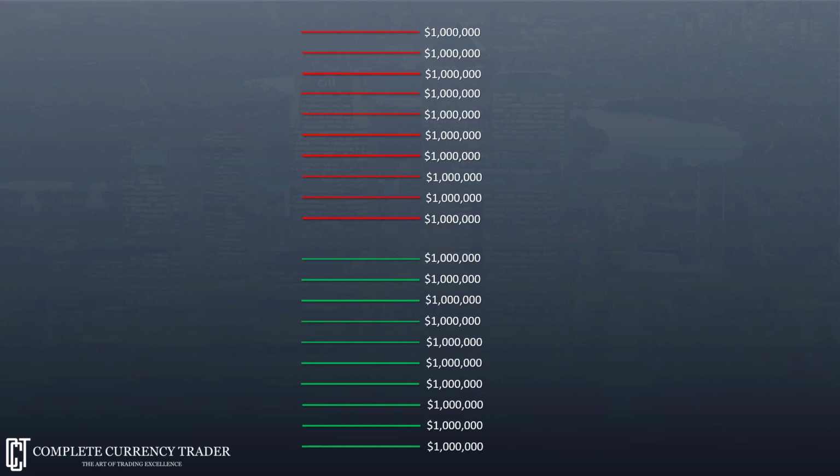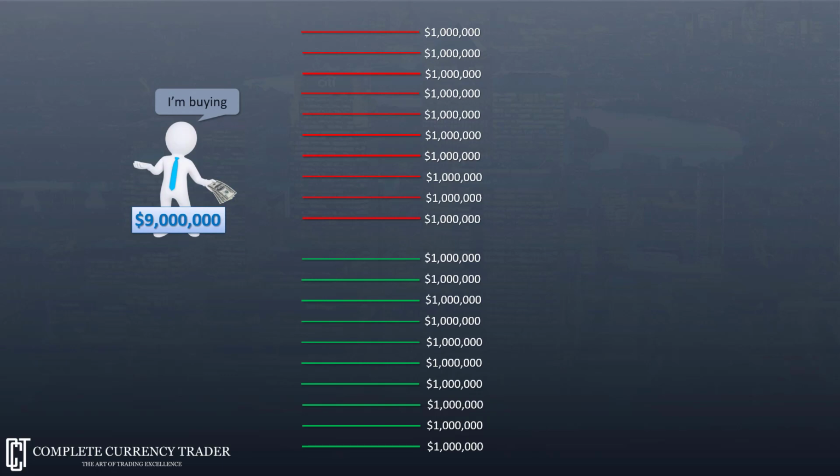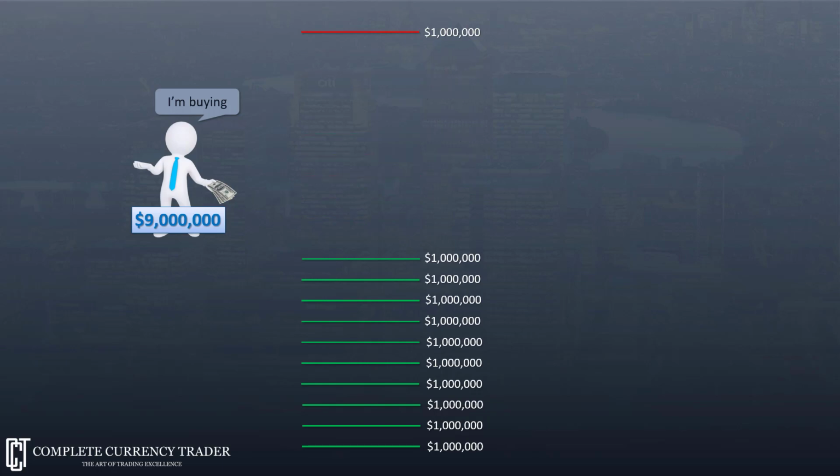And typically, the liquidity is fairly evenly balanced on both sides. Market makers tend to submit equally sized orders on both sides because, well, that's how their business model works. So now let's say we've got a customer buy order coming in for $9 million. Well, that's way bigger than the supply, as you can see. So it consumes this order, and then the next one above that, and the next one above that, and so on.